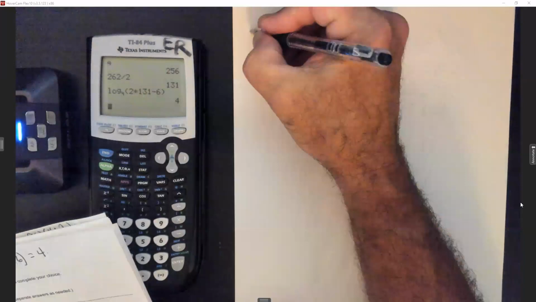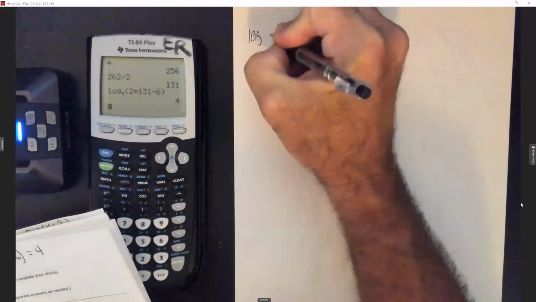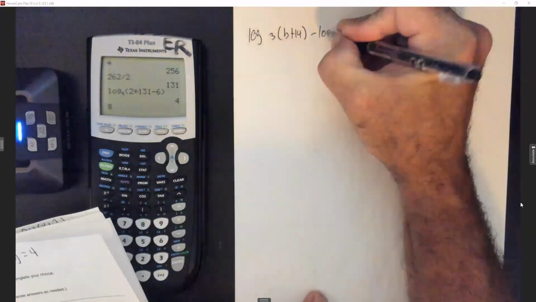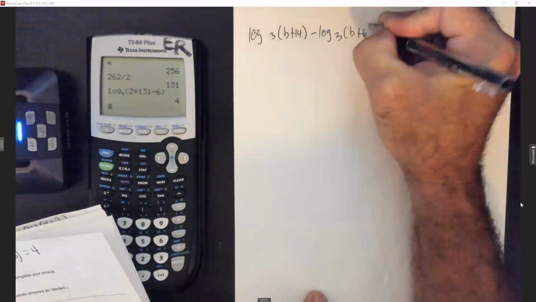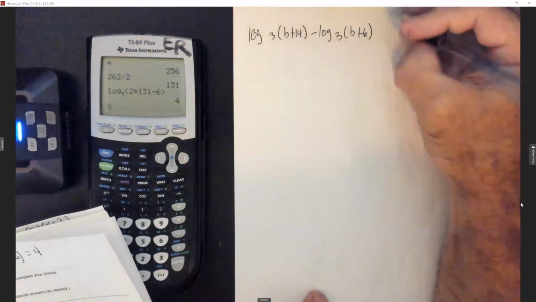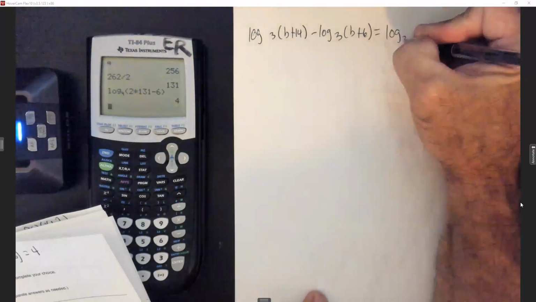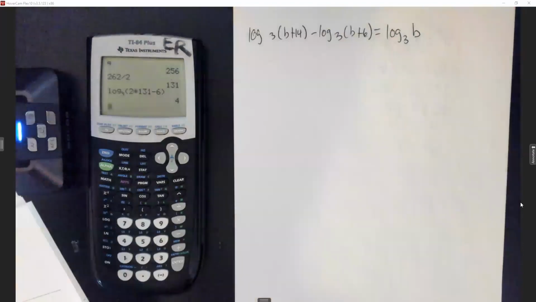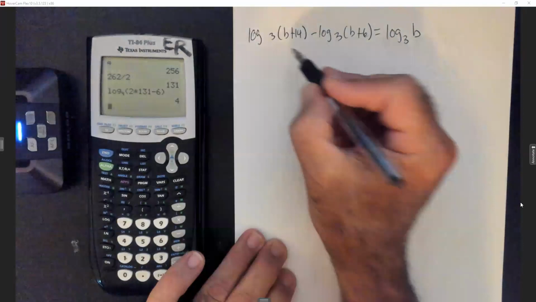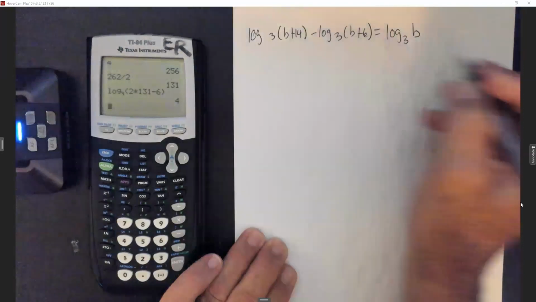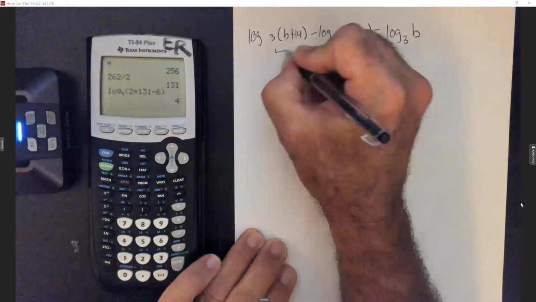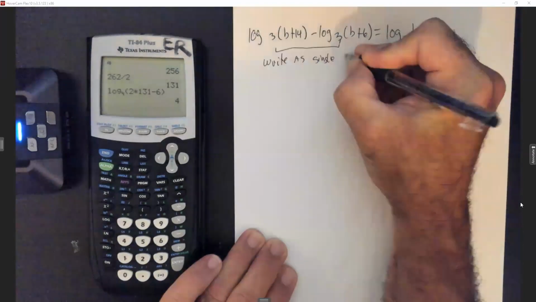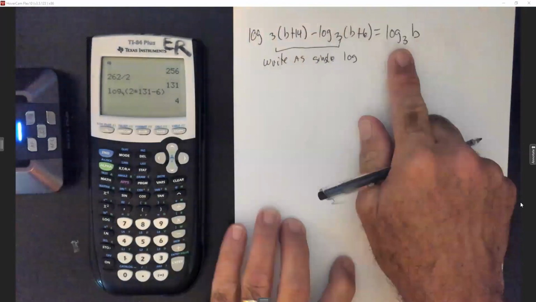All right, log base 3 of b plus 14 minus log base 3 of b plus 6 equals log base 3 of b. So all these are log base 3s. Anytime you got more than one log on each side, you want to write them as a single log. So I'm going to write as a single log. This right side's already got a single log, so I'm happy.